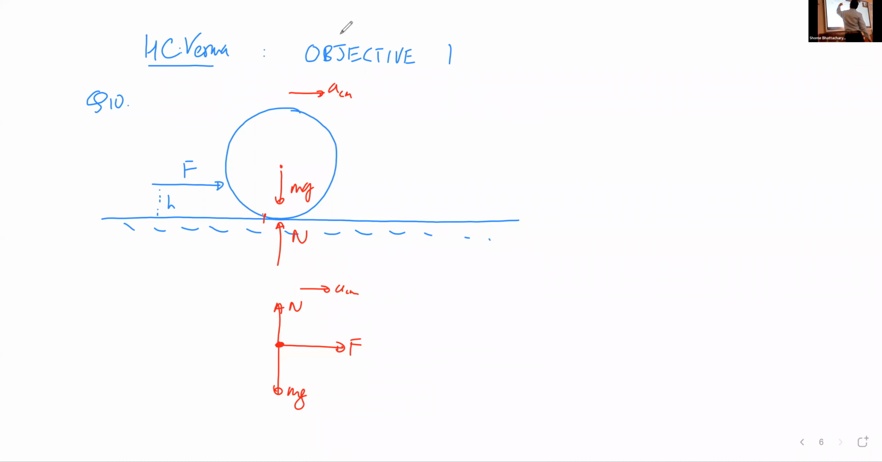Whereas if I apply it above the center of mass, that is, h is between r and 2r, then it will have a clockwise spin as it is moving. But every time the net force on the system is equal to F horizontal. So every time the acceleration of the center of mass will be the net force divided by the total mass, which will be F by m. So that is independent of h in the frictionless situation, of course.